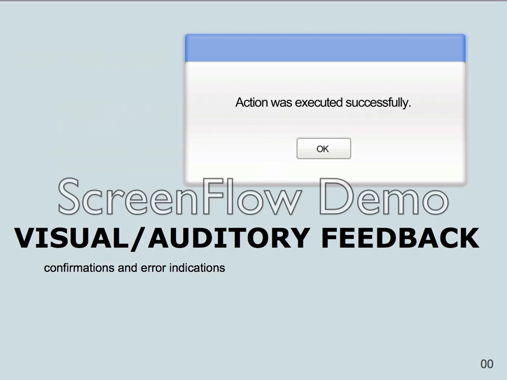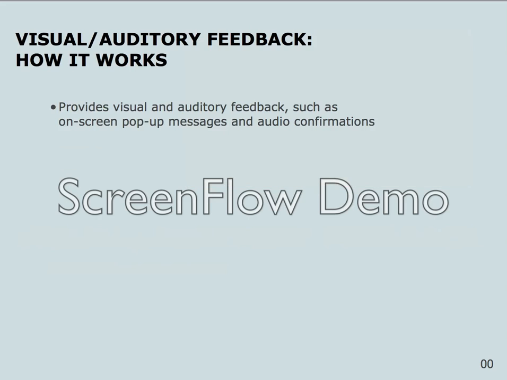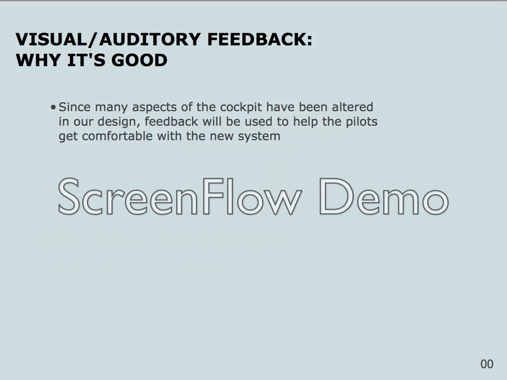Another advantage is because it's a digital system, there can be a lot of visual and auditory feedback, confirmations and error indications of commands the pilots have done, things that are happening around the plane and inside the plane. All that can be made extremely clear to the pilots so that they have that information when they need it, as well as the rest of the crew of the plane can be included in that. And this is really integrated into this system that we've designed, and hopefully will be a very powerful component of it.